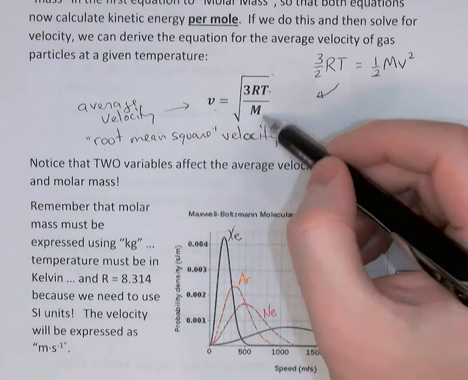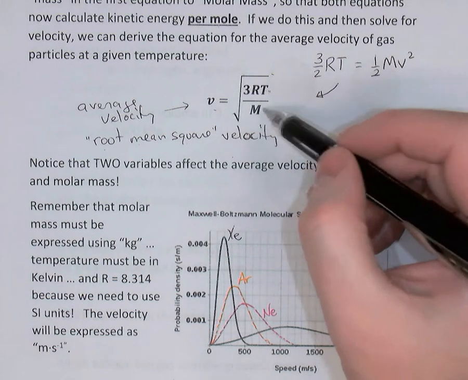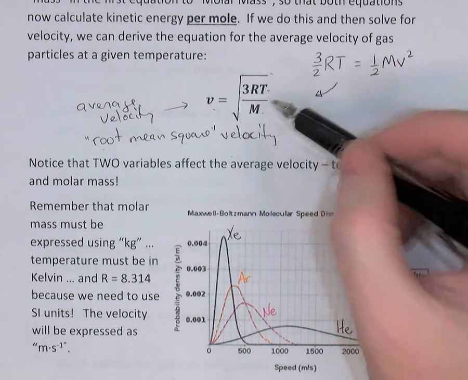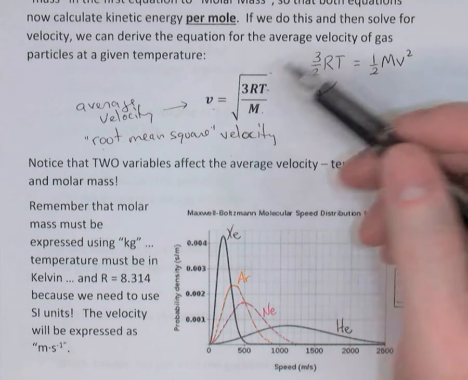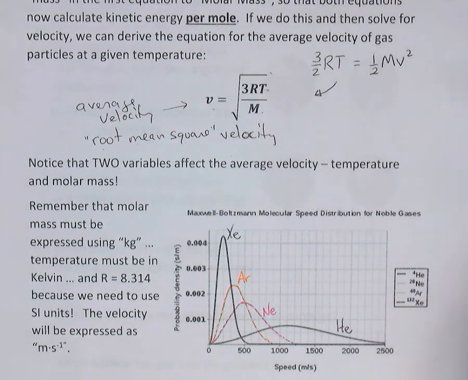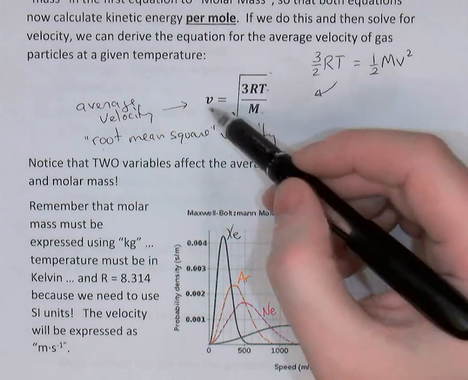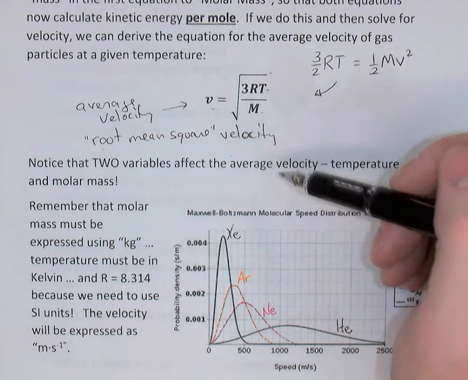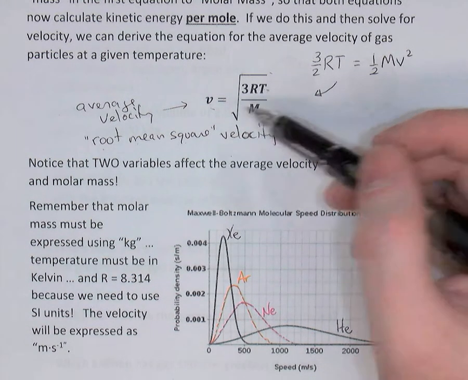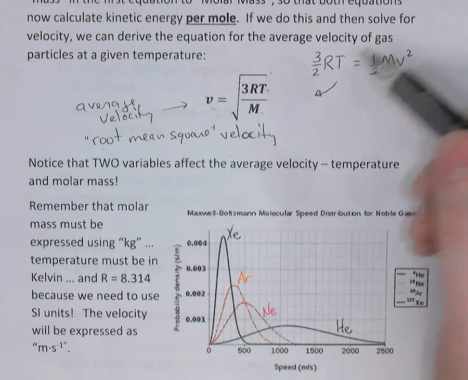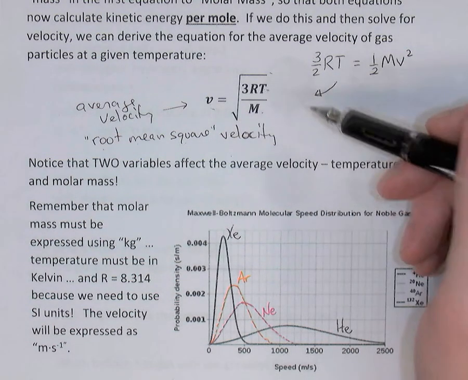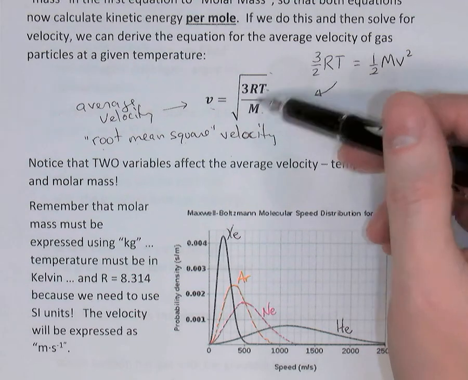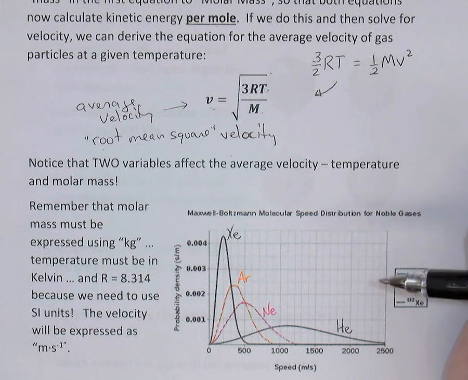Now notice the molar mass is in the denominator. There's another variable that affects velocity, the temperature and the molar mass. But the molar mass in the denominator means that there's an inverse type of relationship. Technically, V would be inversely proportional to the square root of m. So when m gets larger, V is going to get smaller. So those two variables affect velocity. At high temperatures, particles will move faster. When they have small molar masses, they'll also move faster.